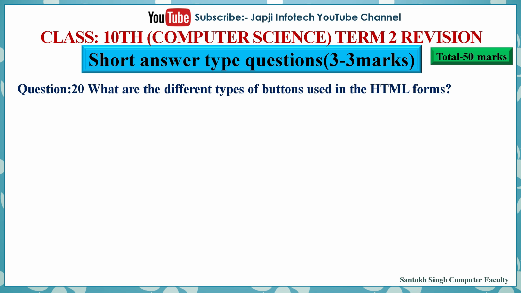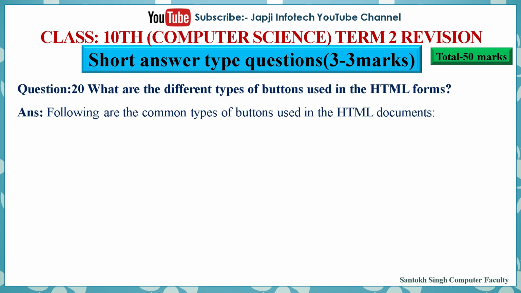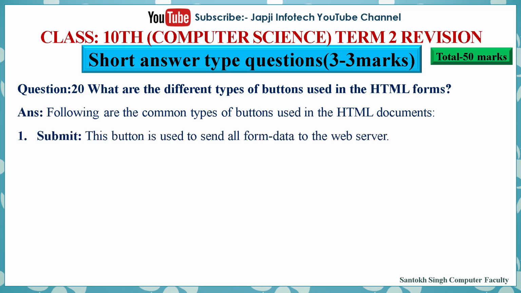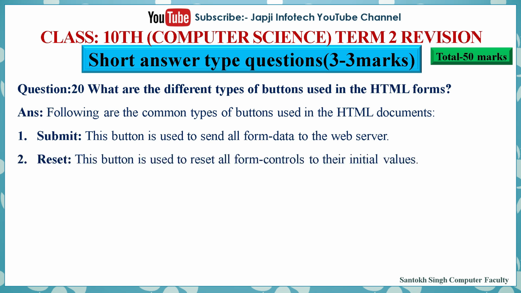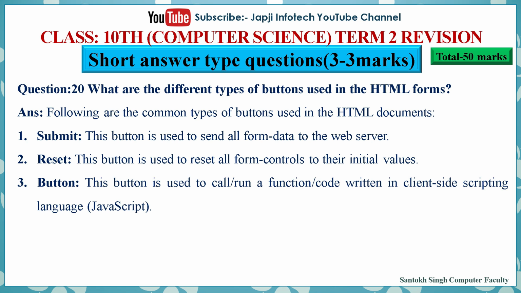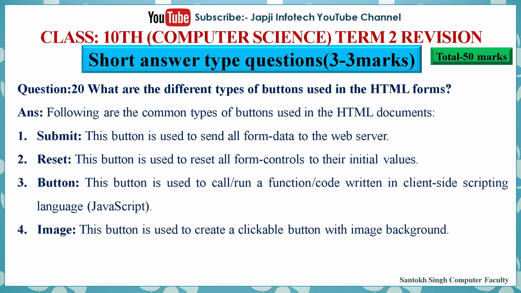20th question is what are the different type of button used in the HTML forms, and the answer is following are the common types of button used in the HTML document. The first one is submit. This button is used to send all form data to the web server. Second one is reset. This button is used to reset all form control to their initial values. Third one is button. This button is used to call or run a function or code written in client-side scripting language like JavaScript. Fourth one is image. This button is used to create a clickable button with image background.